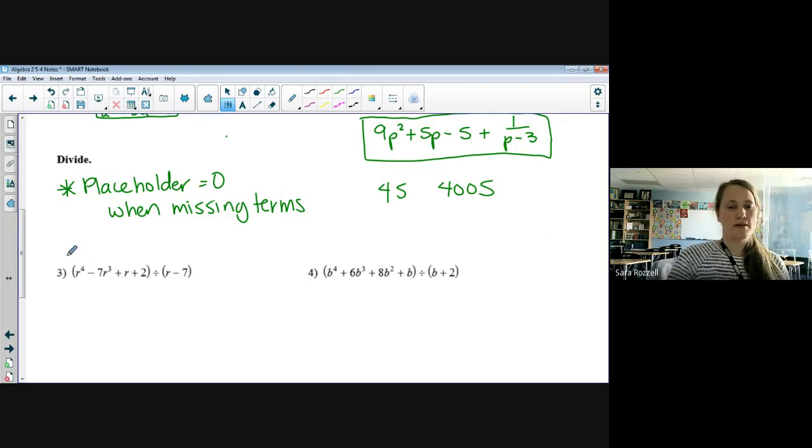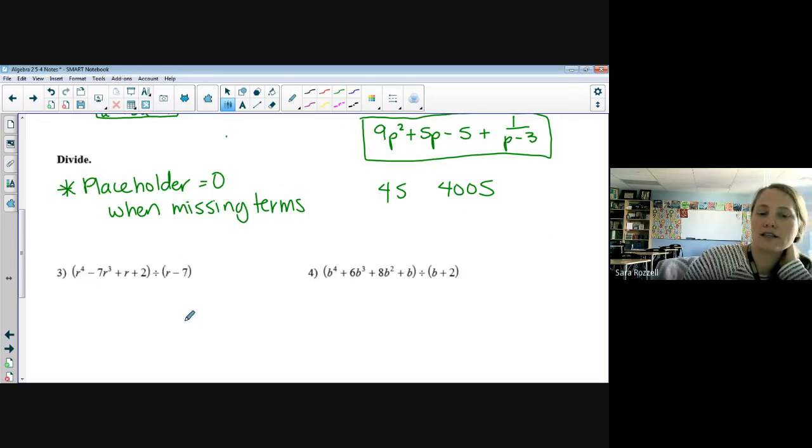Which power am I missing on number 3? I am missing the squared term, right? I have a 4th power, a 3rd power. I don't have a squared power, so I'm going to need to put a 0 in that position when I write my coefficients out. Okay? All right, so what's going in my box? Positive 7 goes in the box.